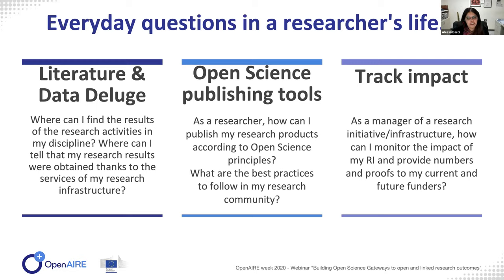And then we have the questions of researchers about open science publishing tools. First of all, what does it mean to publish according to open science principles? What should I do to follow them and to make my research more open and more reachable and reusable by other researchers? And are there any best practices for my research community in my own domain? These are questions that are not very easy to answer.